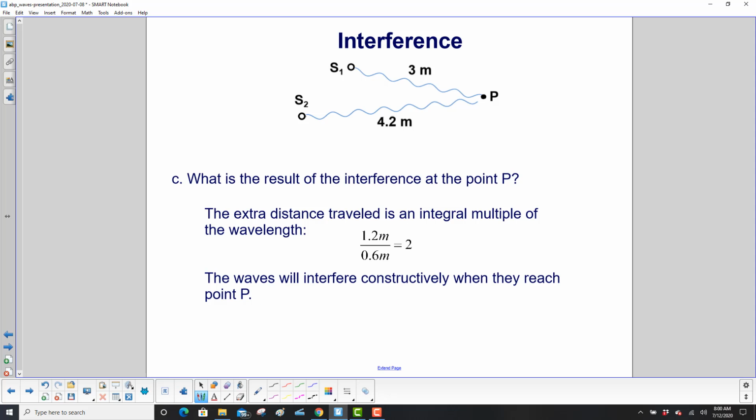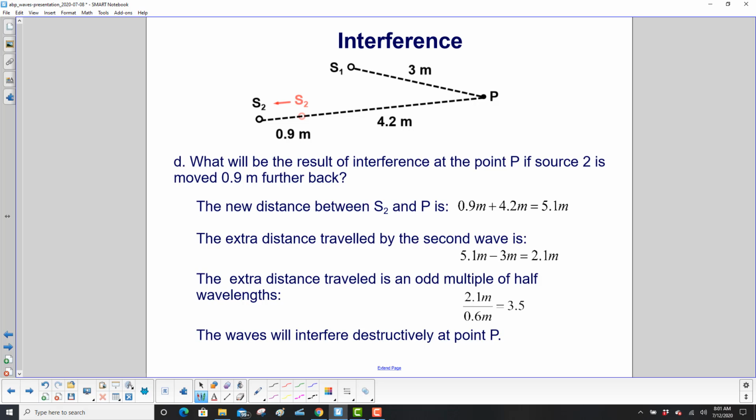What is the result of the interference at point P? Well, the extra distance traveled by the wave front coming from S2 is an integral multiple of the wavelength, right? 1.2 meters divided by the wavelength of 0.6 meters is 2. Therefore, the waves will interfere constructively when they reach point P.